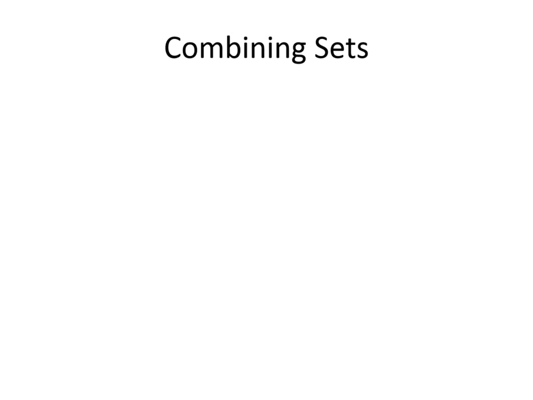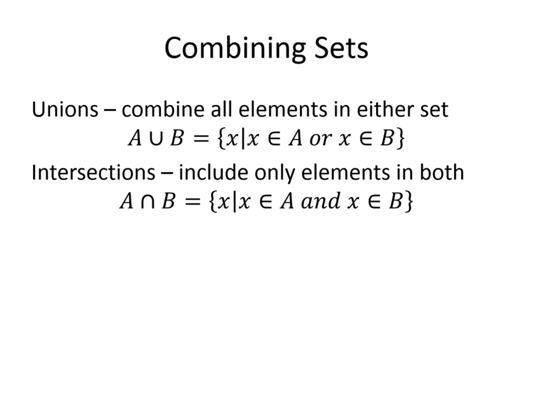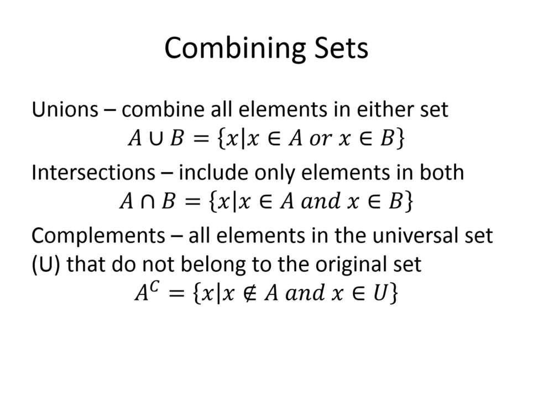We often need to put sets together in different ways. So a union will be when we combine all of the elements of either set. So anything that appears in either set will be in the union of the sets. An intersection is a set containing just the elements that are in both sets. And a complement is defined based on a universal set.